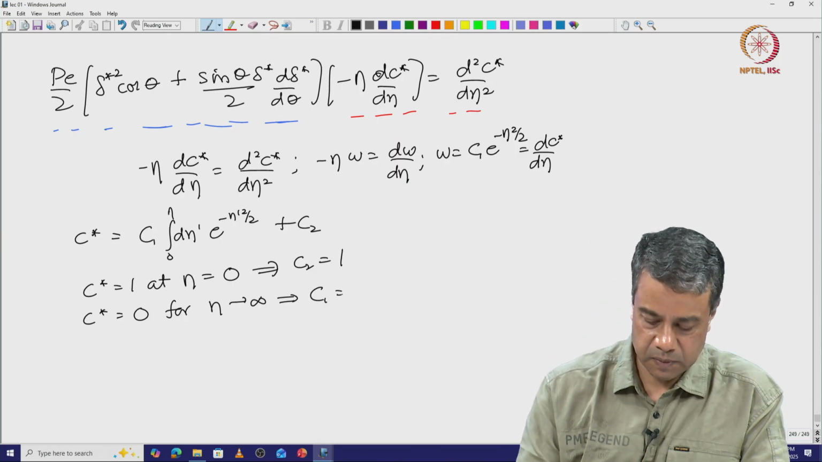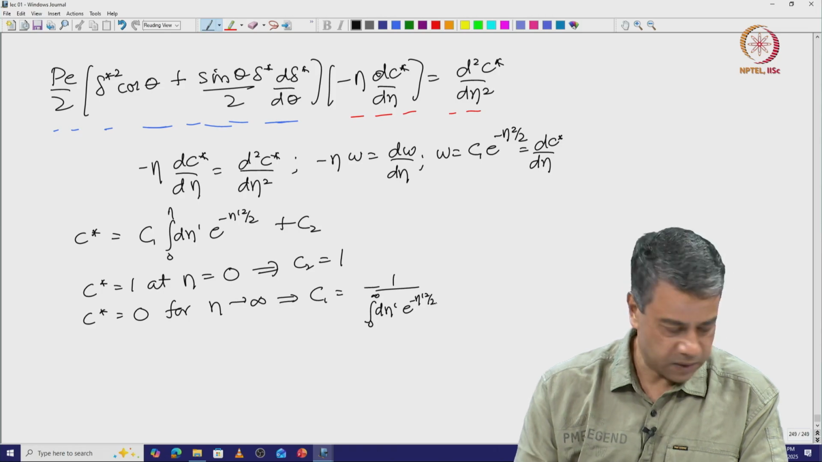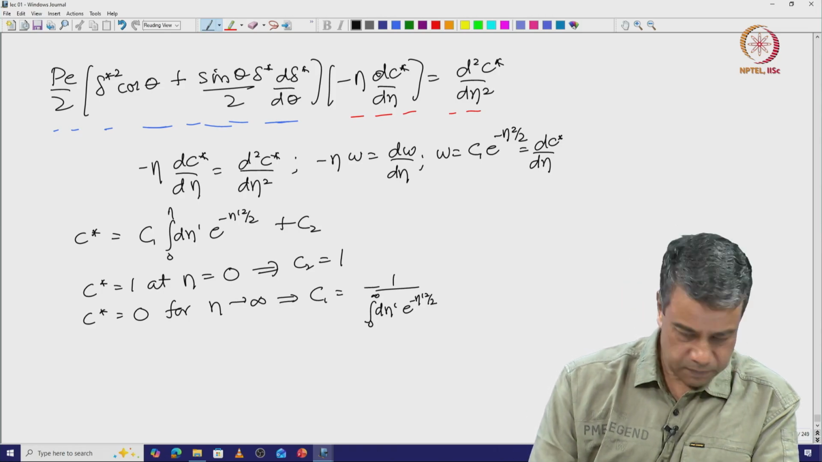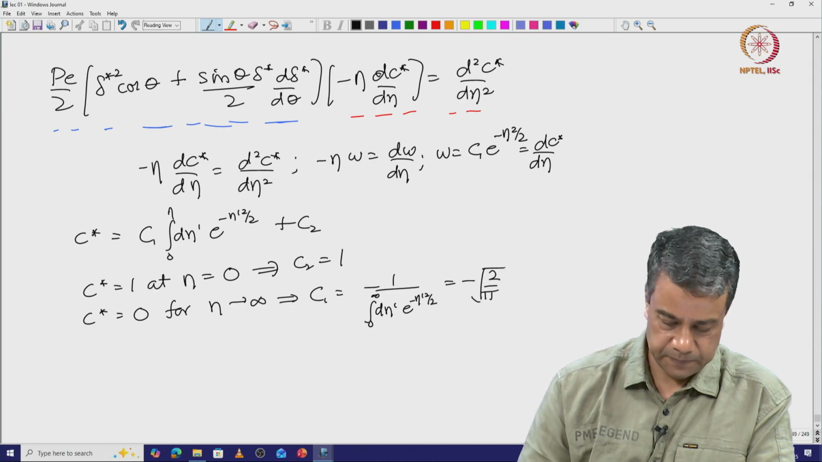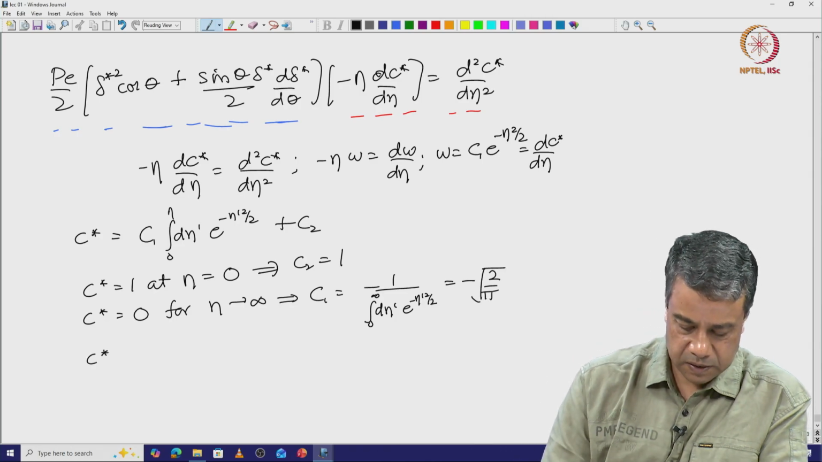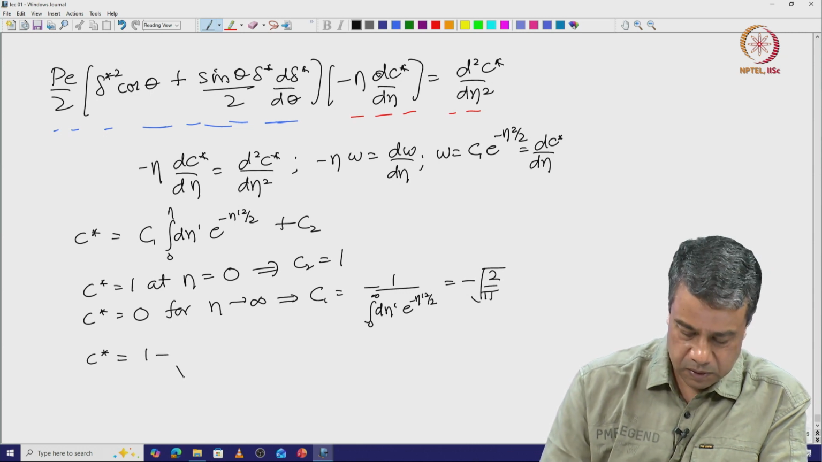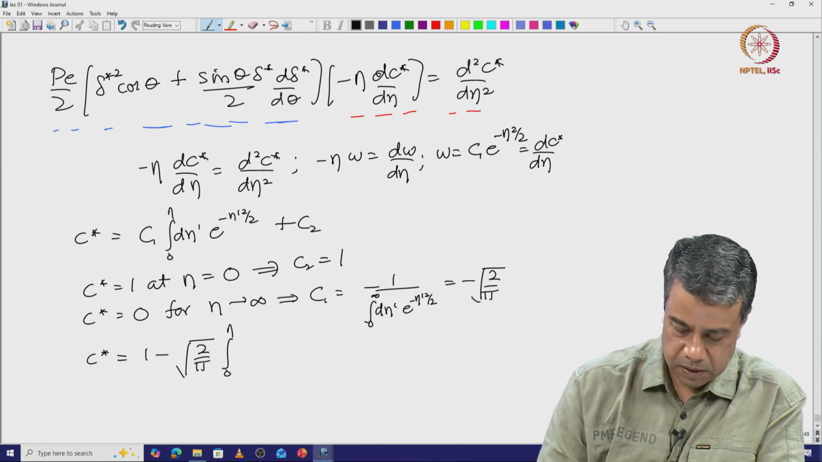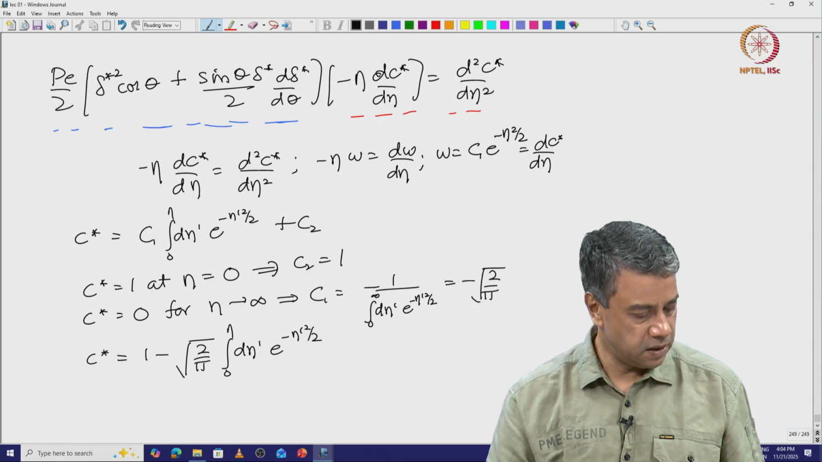Implies that c1 is equal to minus 1 by integral 0 to infinity. This is equal to minus root of 2 by pi. So, the solution for the concentration field is equal to 1 minus root of 2 by pi integral 0 to eta d eta prime e power minus eta prime square by 2. So, that is the concentration field in terms of eta.